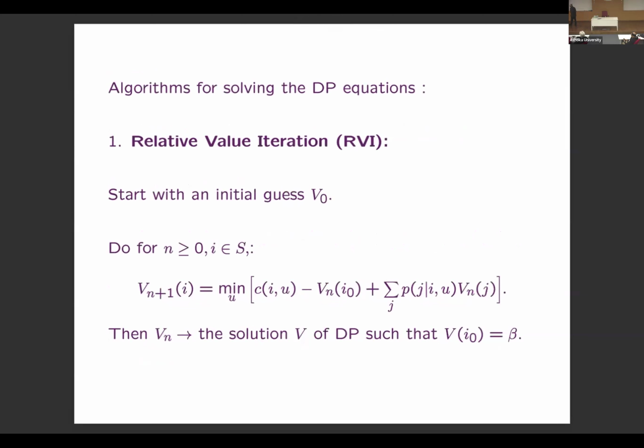No, it converges. So whatever I subtract from here, it will converge to that value of V where this converges to beta. Because I've subtracted Vn(i0), it converges to the V where Vn(i0) is beta. If I subtract the minimum of Vn(i), it will converge to the V where the minimum of V(i) is beta.